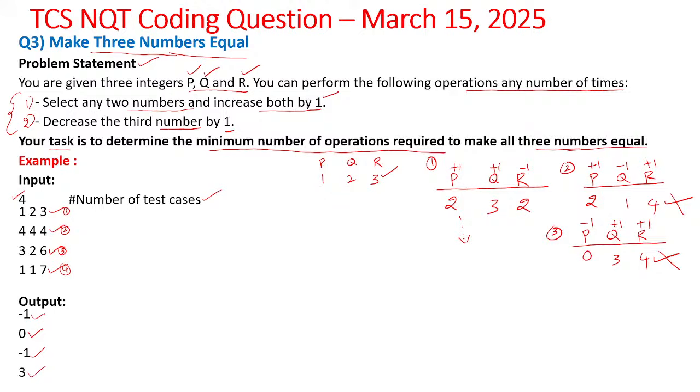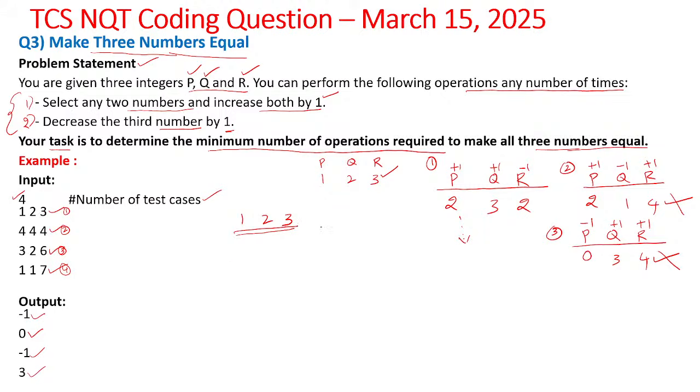So what you need to do is first observe the numbers. The numbers are 1, 2, and 3. Ultimately, what is given? All the numbers should become equal.